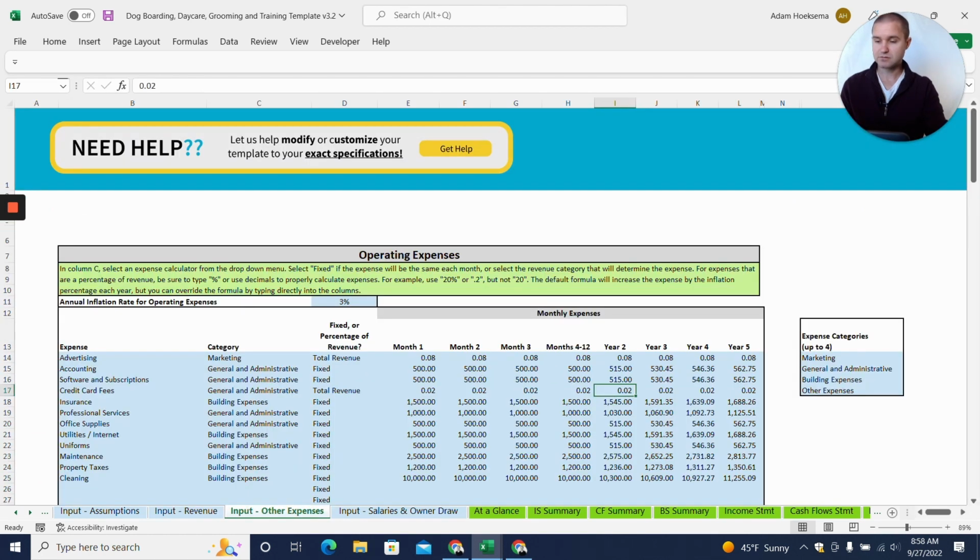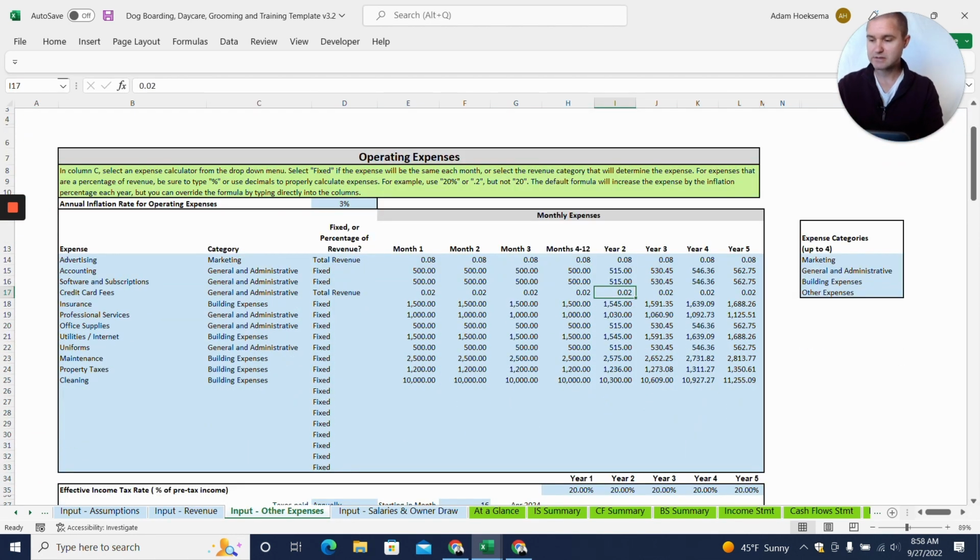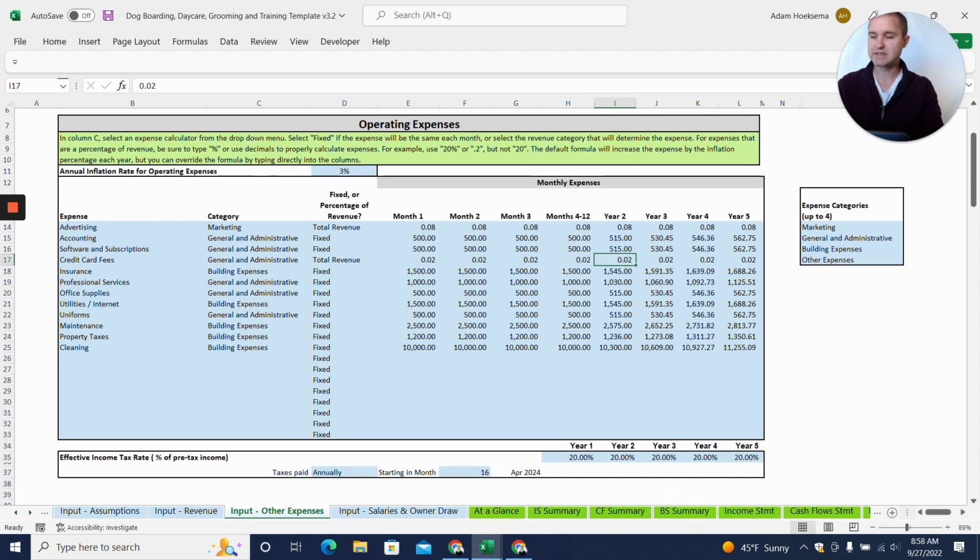All right, then let's jump over quickly to our input other expenses. And here we can just enter in different expenses. So we're saying, hey, for advertising, we're saying this expense is a percentage of total revenue. And we are going to spend 8% of our total revenue, so 0.08, on advertising, just across the board.